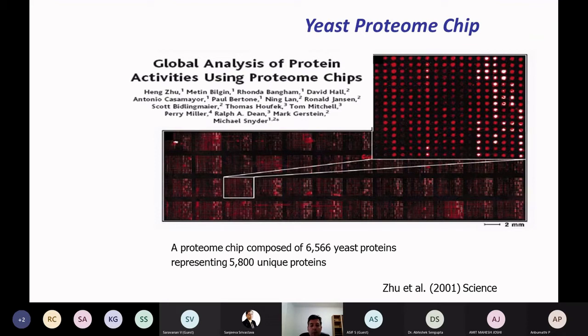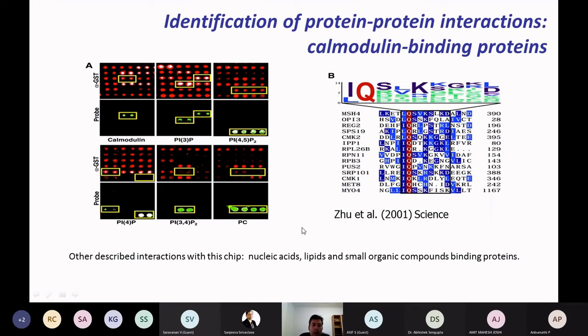The first reports using this technology were also in the early 2000s by the group of Mike Snyder at Stanford, and they got a yeast proteome chip with about 90-95% of the whole proteome of the yeast. They used these protein microarrays to identify proteins able to bind to nucleic acids, lipids, or small organic compounds, or even for protein-protein interactions.